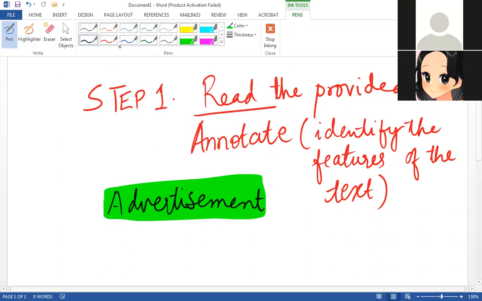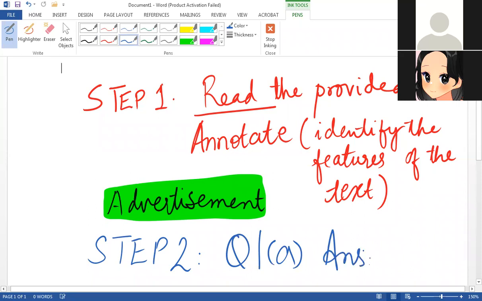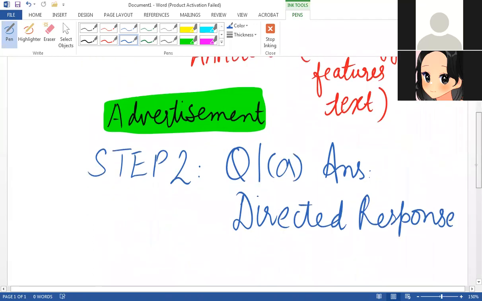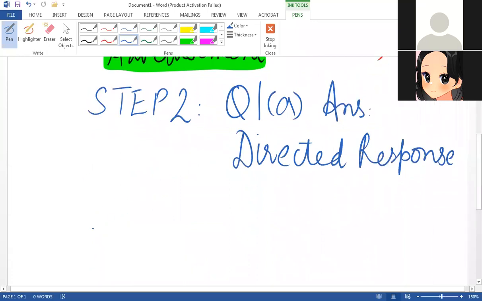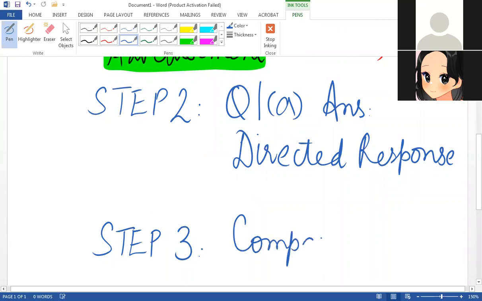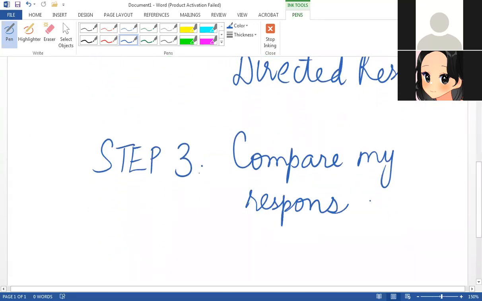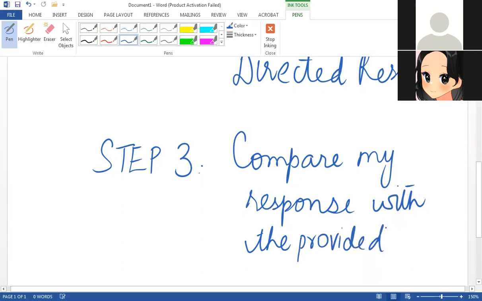So then my step number two. Step two. I need to write down question number 1A answer, which is a directed response. Follow the sequence, please. Which is a directed response. Okay. Now, what do I need to do in step number 3? I need to compare my response with the provided text, with the provided or the original text, which the examiner has given me. Original text.